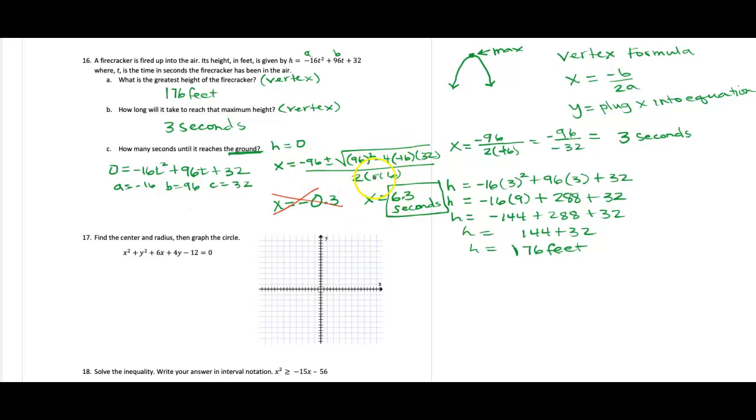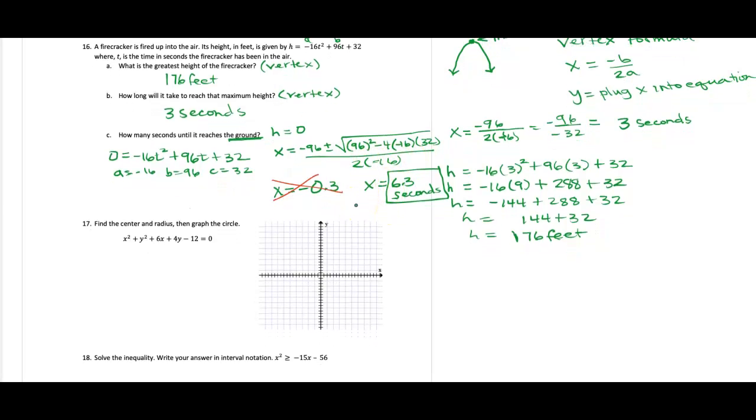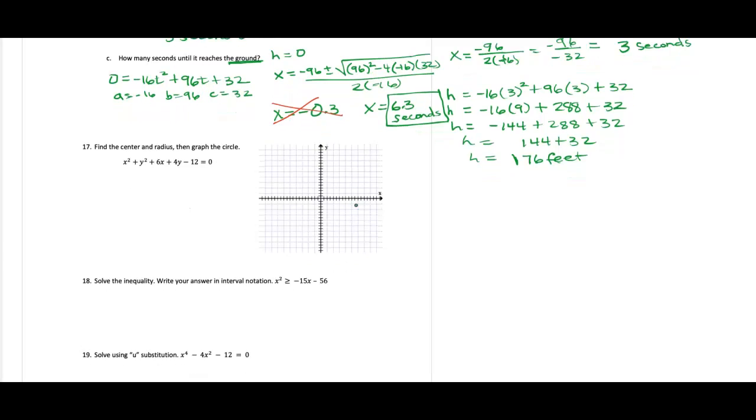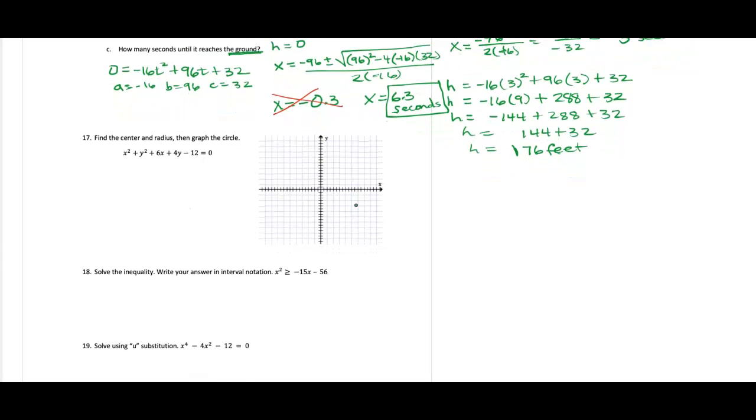So I just don't want to take a bunch of time simplifying that, but go ahead and try that on your own there, making sure you know how to simplify that quadratic formula.